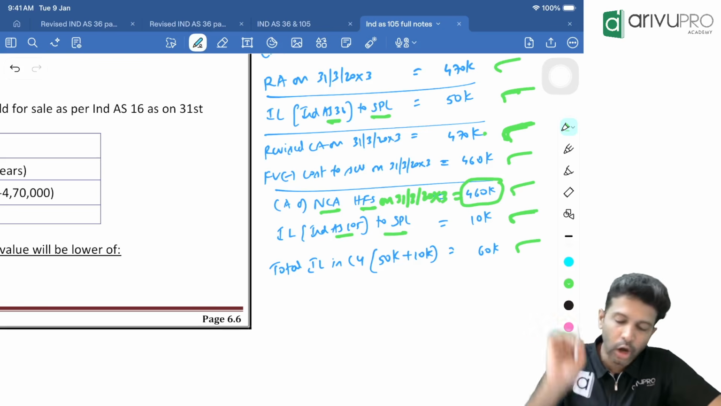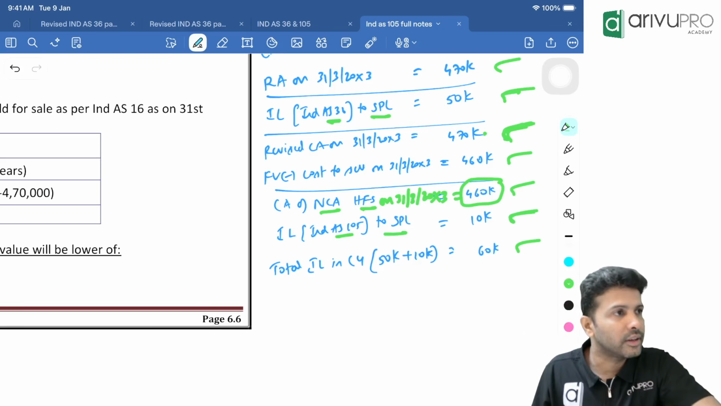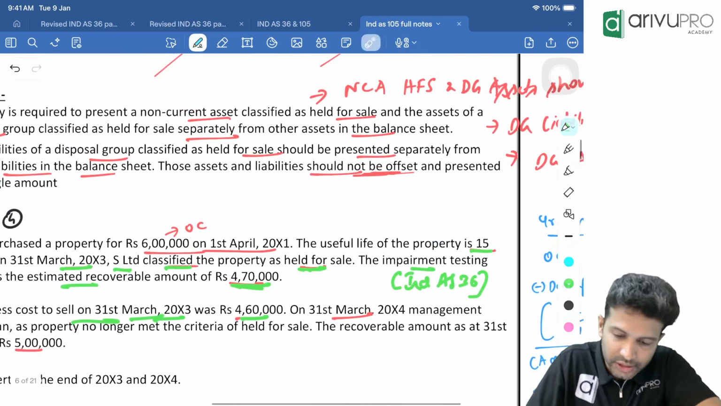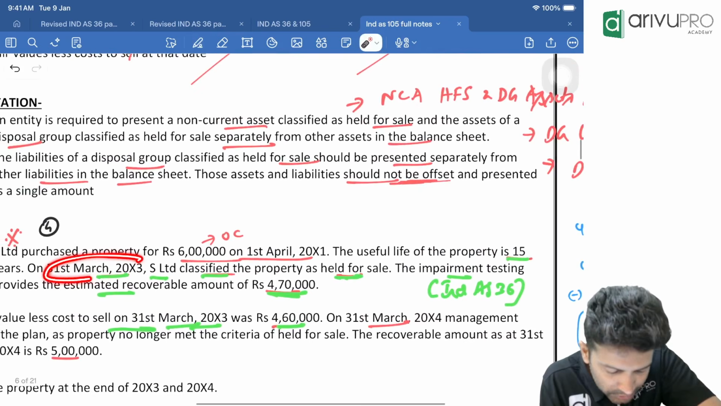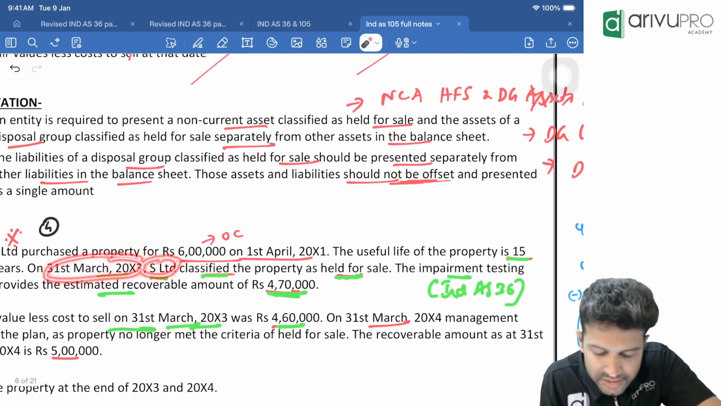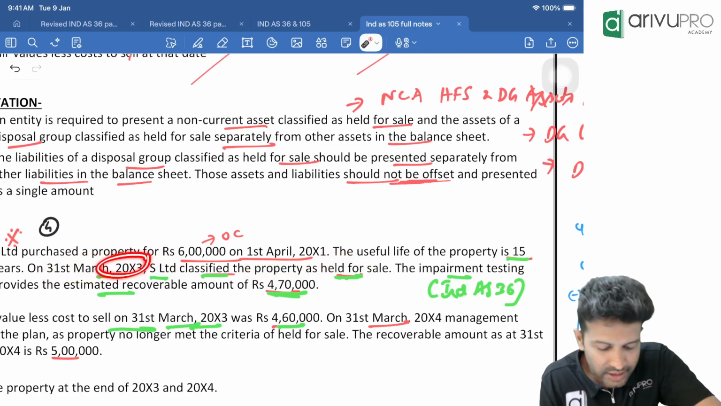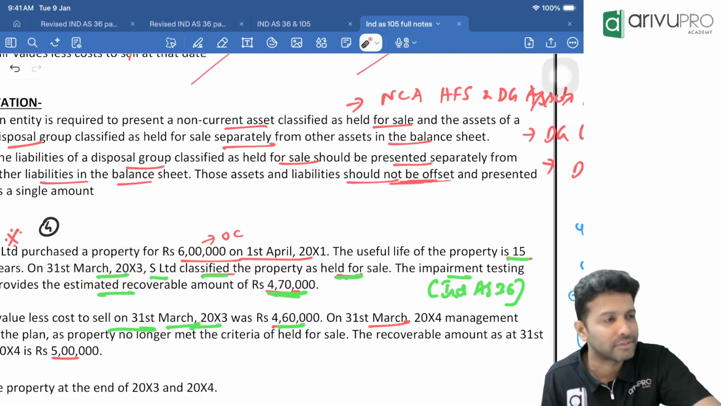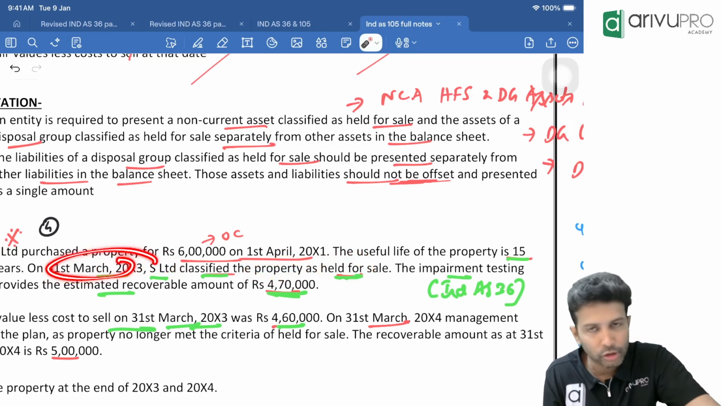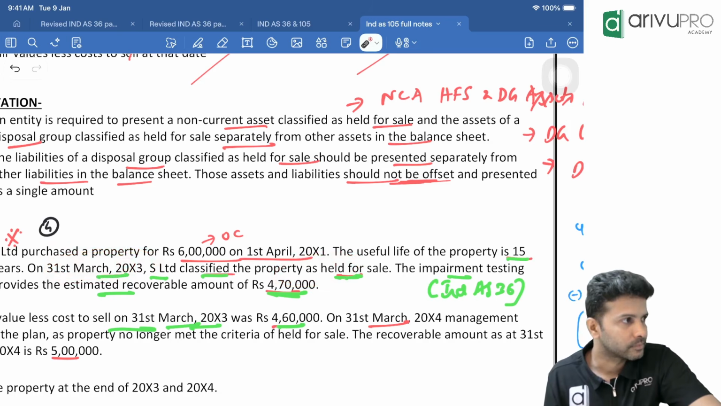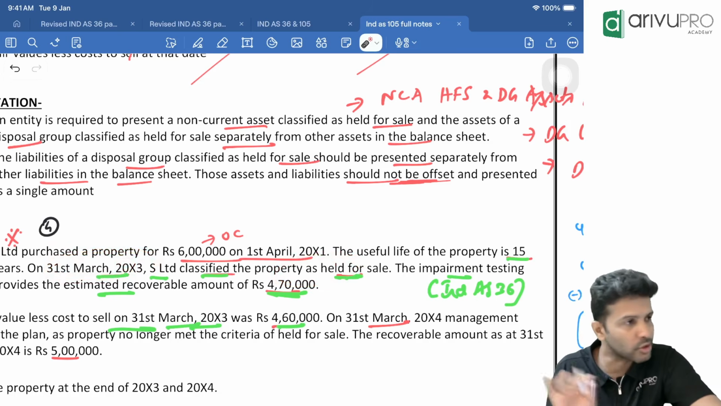Okay, sir, one second. Jayant is asking: sir, on 31st March 20x3, how did we get to know it is non-current assets held for sale? In the question they gave it. On 31st March 20x3, the company classified the property as held for sale. They only told us that on this day it is classified as held for sale. They gave that on the same day impairment also came, and it also became held for sale. Comfortable? Okay, this is over.